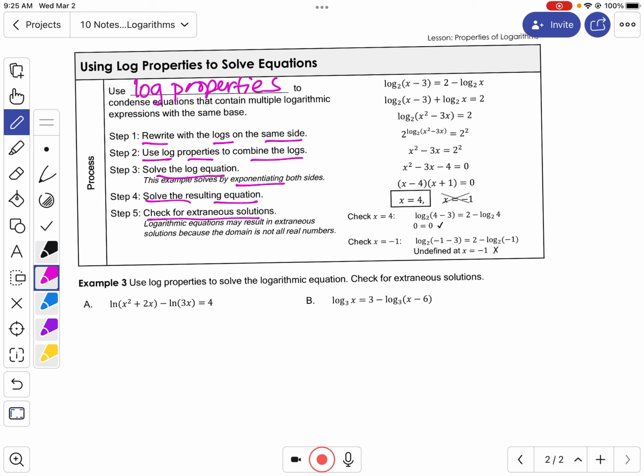Make sure that you're checking for extraneous solutions. Remember, I talked about that the other day. Just make sure that you're not taking the log of a negative number. That can't be negative there, okay? Because remember, domain is not all real numbers.